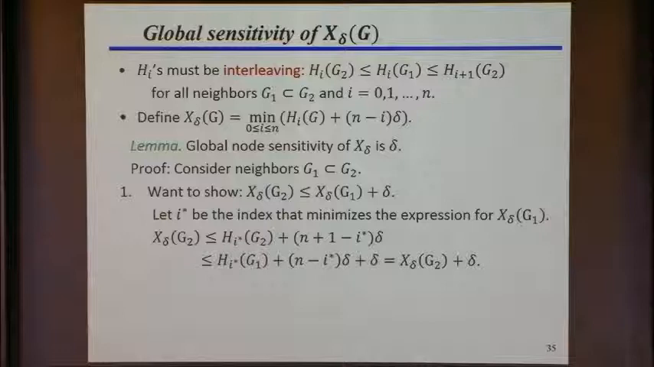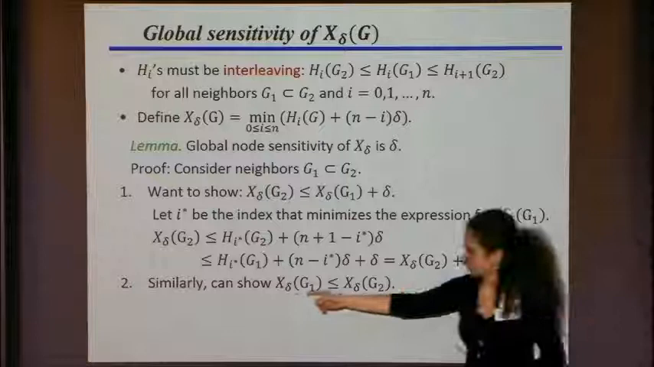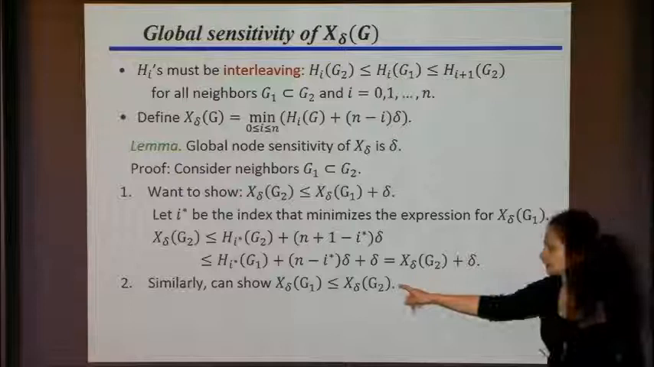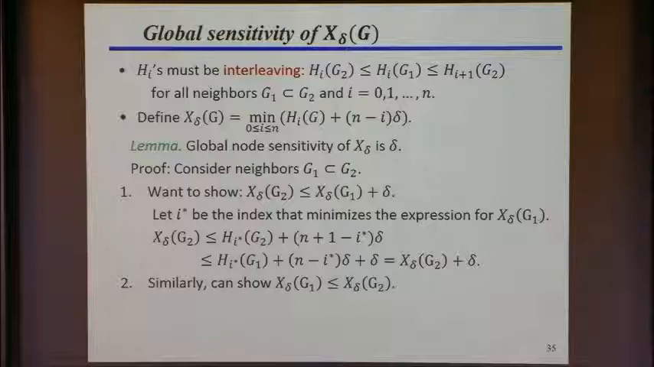So that's the proof. And basically, the other direction is a very similar proof. You can just show that X delta of G1 is less than or equal to X delta of G2. In fact, here you don't even need delta. On smaller graphs, it's smaller. So that's all in terms of global sensitivity.